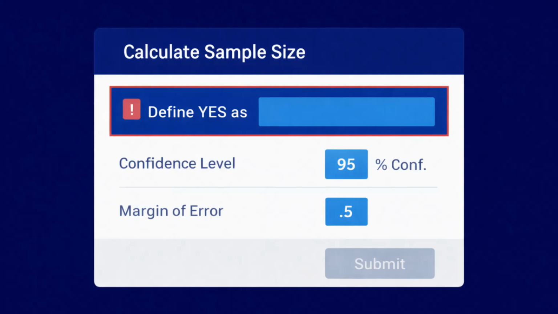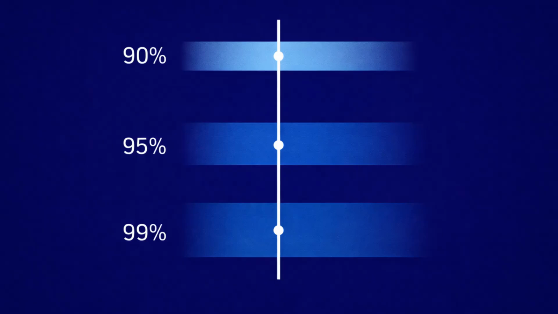Before using software to determine a sample size for a proportion, several decisions must be made. First, clearly define the yes category. The sample size calculation depends on what is being counted as yes. Second, choose a confidence level. Common choices include 90%, 95%, and 99%. Higher confidence levels require larger sample sizes.